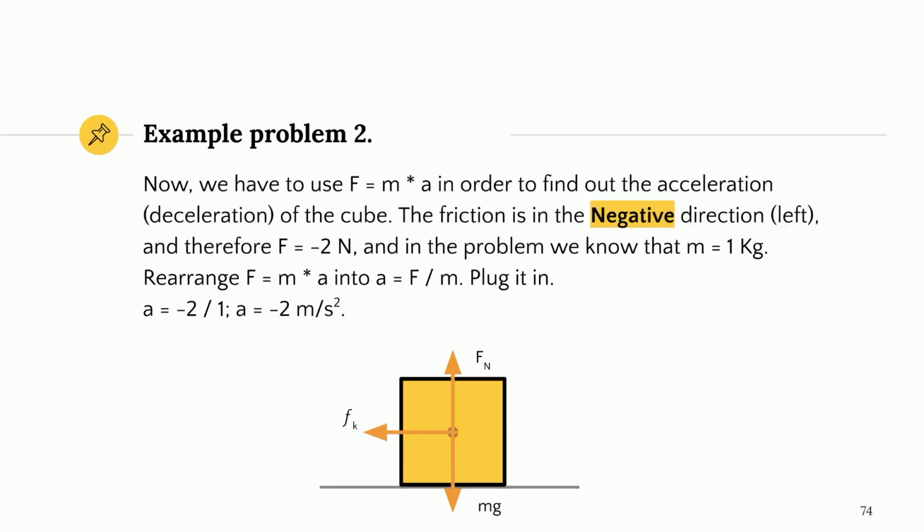Now, we have to use F equals m times a to find the acceleration, or in this case, deceleration, of the cube. By the way, in physics, everything's an acceleration. A deceleration is just a negative acceleration. The friction is in the negative direction, left, and therefore F equals negative 2 newtons. And in the problem, we know that m equals 1 kilogram. Rearrange F equals m times a into a equals F divided by m. Plug it in: a equals -2 divided by 1. So the acceleration is equal to -2 meters per second squared. Remember, we're trying to find the initial velocity. Here's a hint: if you remember the kinematic equations, you're going to need those.